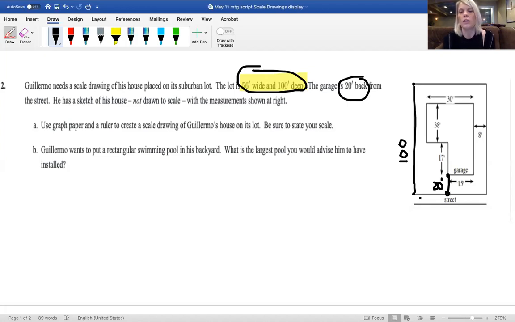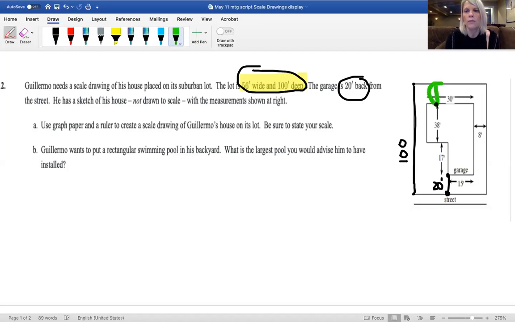So what can I do with the numbers I know about the depth to be able to figure out how much room is left for the swimming pool in the backyard? Type in what when you figure it out. What can I subtract? What can I add to figure out what I know and then figure out what's left? So think about this. I want to figure out what's left back here.